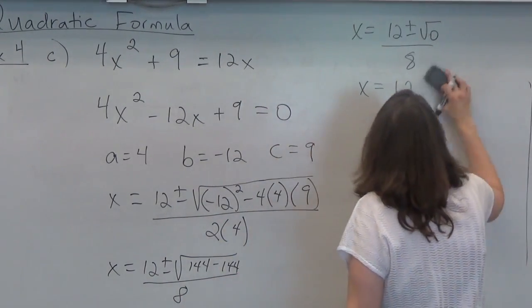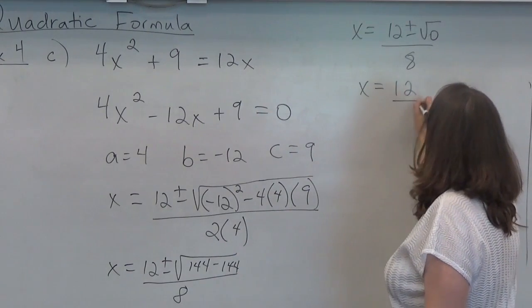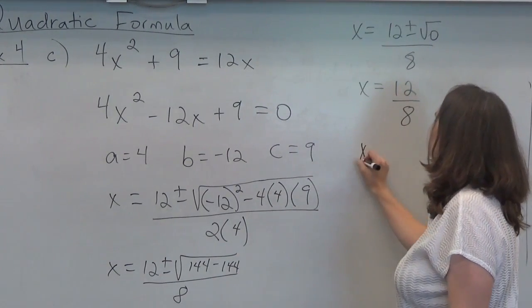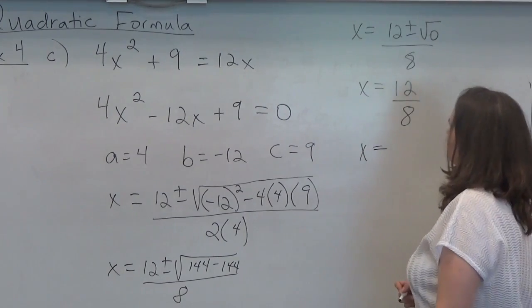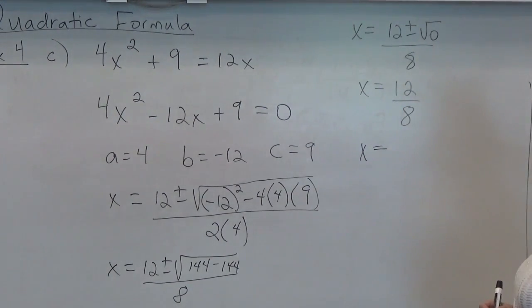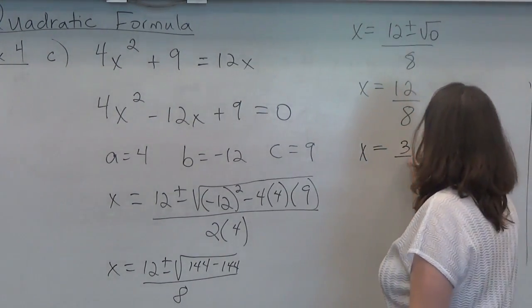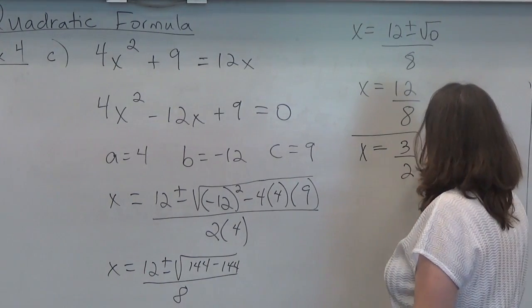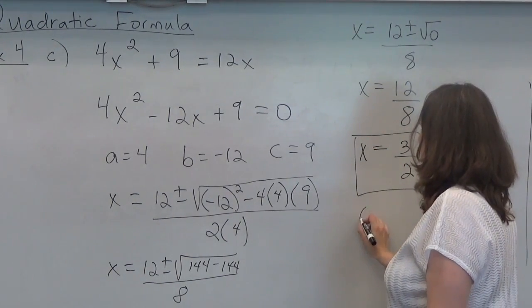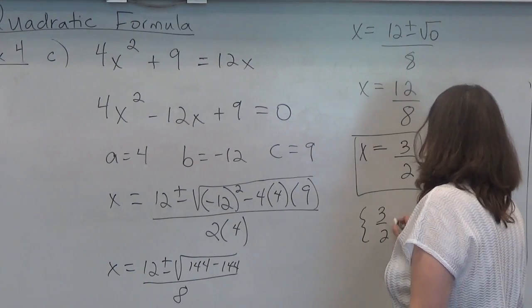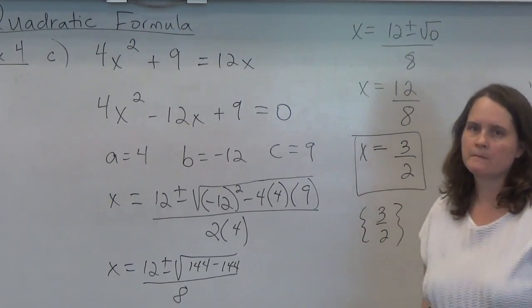So we just got 12 in the numerator over 8 in the denominator. Simplify that. They have a common factor of 4, so 3 over 2. So x equals 3 halves, and in set notation it would just be 3 halves inside the curly braces. And that's it.